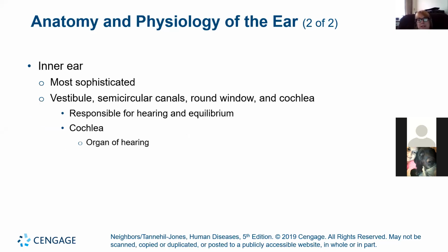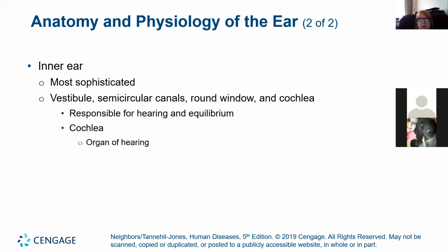The inner ear is very sophisticated. It contains the vestibule, the semicircular canals, the round window, and the cochlea. It is the area of the ear which is responsible for equilibrium, for balance, and for hearing because it connects to the auditory nerve. And the cochlea is what we call the organ of hearing. It looks like a snail, and it's got lots of spirals in it, and the sounds get magnified and sent to the auditory nerve using the inner ear.